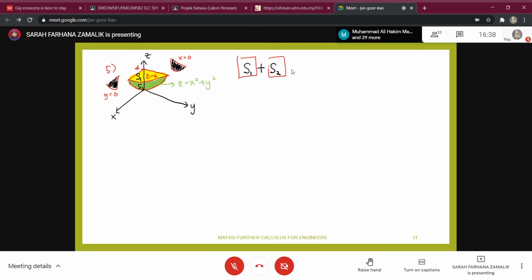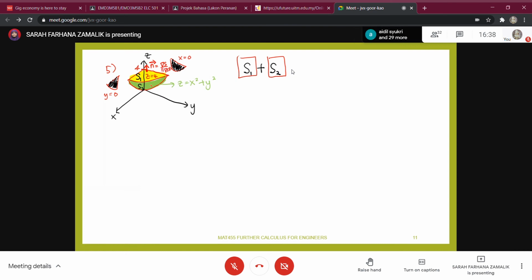Konsep dia macam line integral hari tu. Bila ada close curve, awak kira untuk semua curve and then awak total. So ni pun sama lah konsep dia sebenarnya. So Y equals to 0, X equals to 0 tak payah kira sebab nanti dapat 0. So surface yang kita nak kira kat sini S1 dengan S2. So if you look at S1, unit normal dia positif, okay? Gradient S positif divide by square root S.